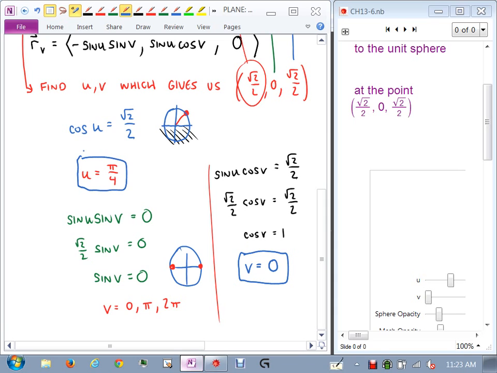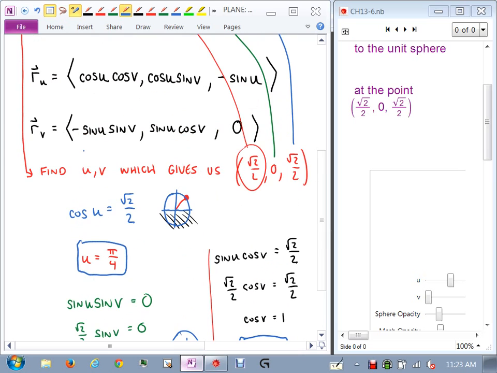Now, getting back to what it is we wanted to know, right? We wanted to know these partial derivatives at that specific point, which meant that we need to know u and v, which we just got, right?